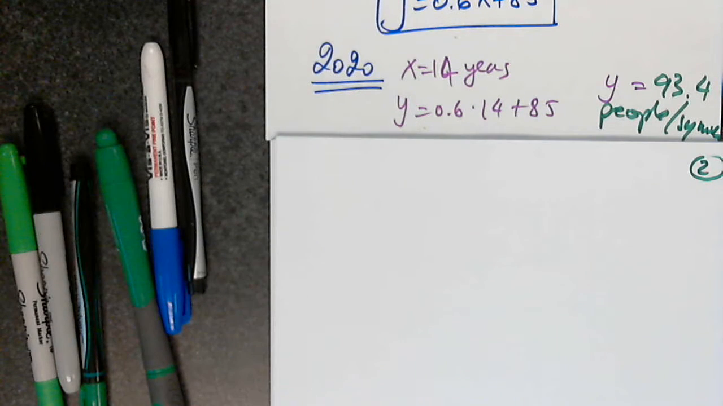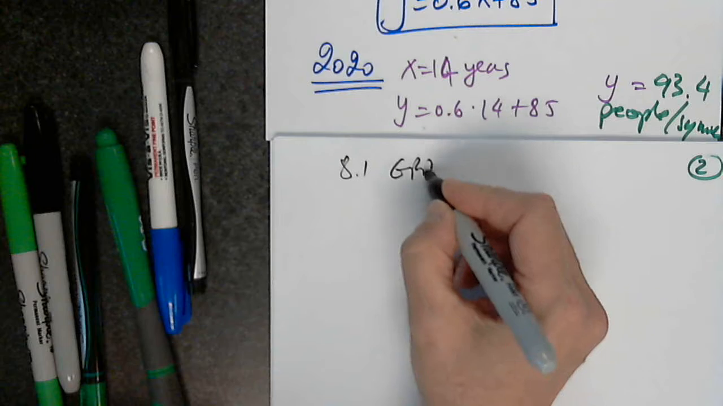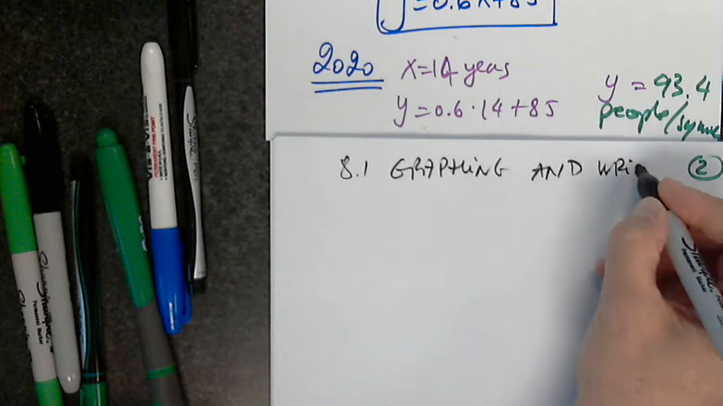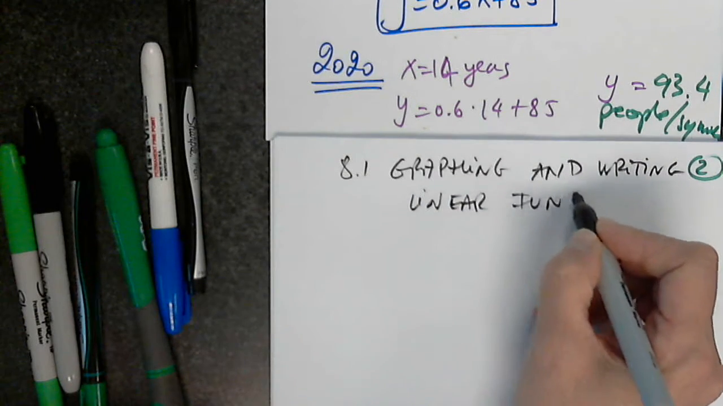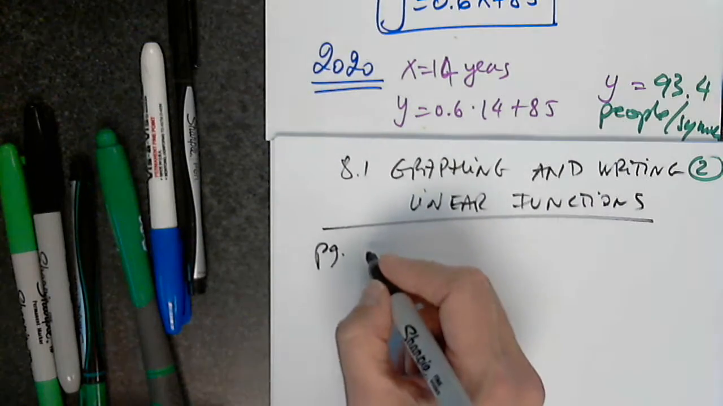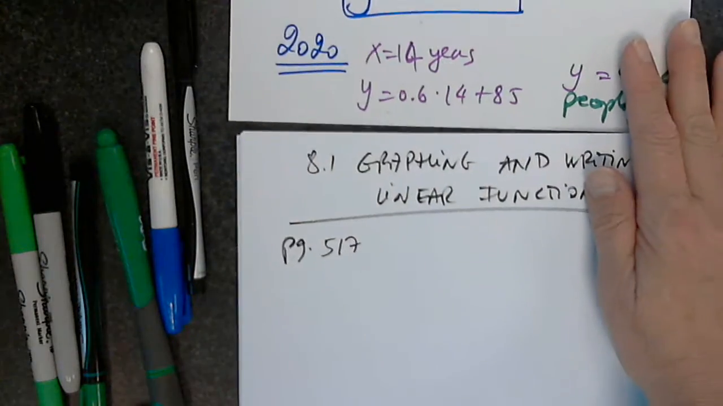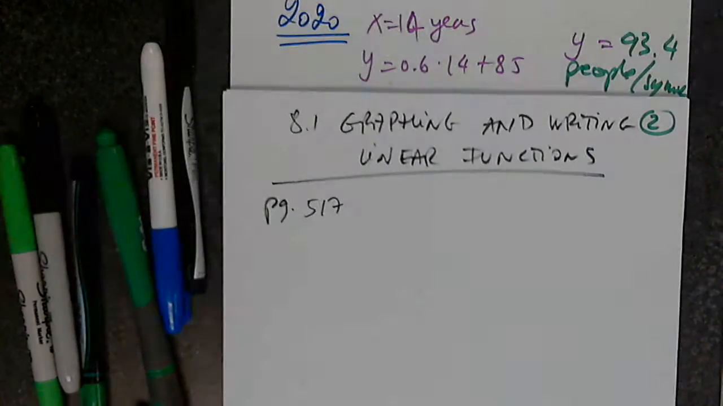Next, this is 8.1, graphing and writing linear equations. It's the same thing, or linear functions. 8.1, graphing and writing linear functions. And I'm on page 517. I'd like to look at a couple of problems here. Okay, you feel free to choose if you want to. I'll be more than happy.